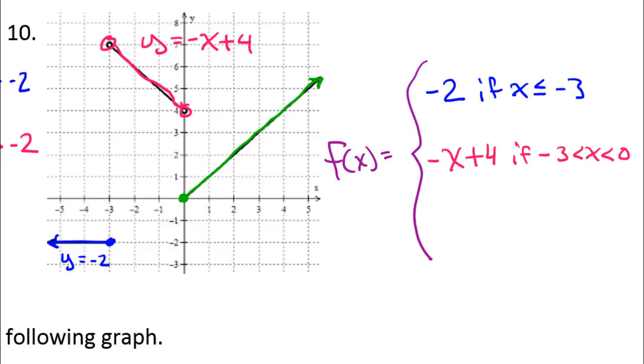Now for the green piece, again, this is a diagonal line, so we're thinking y equals mx plus b. This is going up 1 over 1, so that is a positive 1. 1x is just x. The y-intercept is 0, so I'm not going to put plus 0. I'll just leave it as y equals x. So for the green part, I'm just going to have x if. Now, the x value here is at 0. So I'll say if x is greater than or equal to 0, because it's going to the right of 0. So that would be it for number 10.